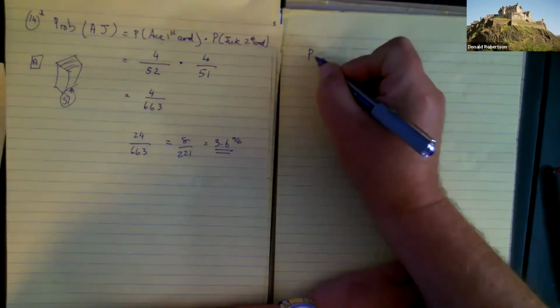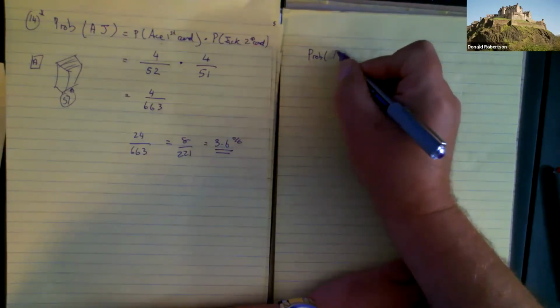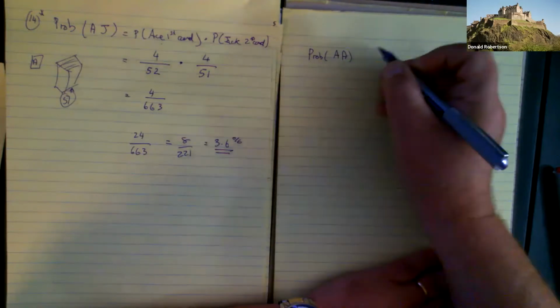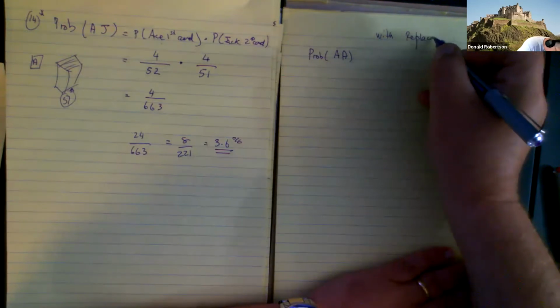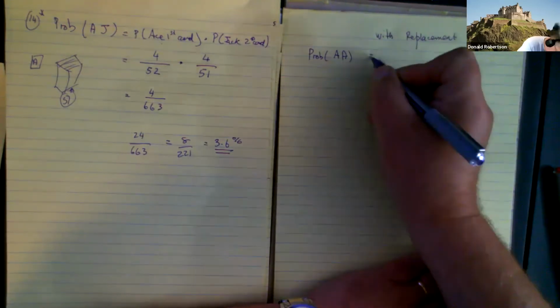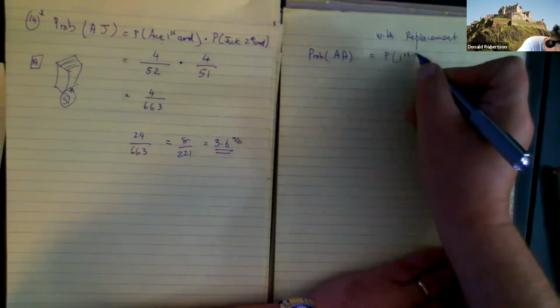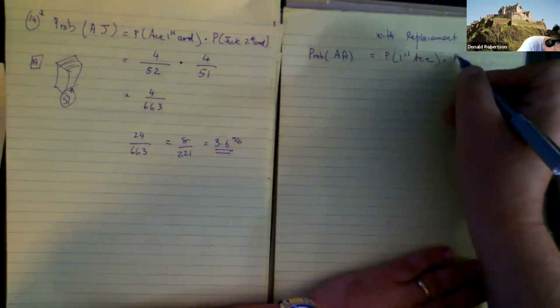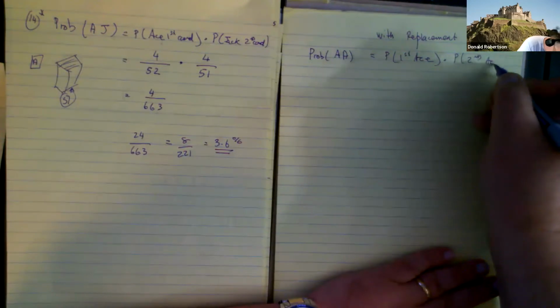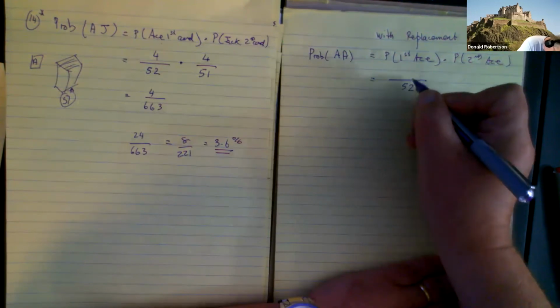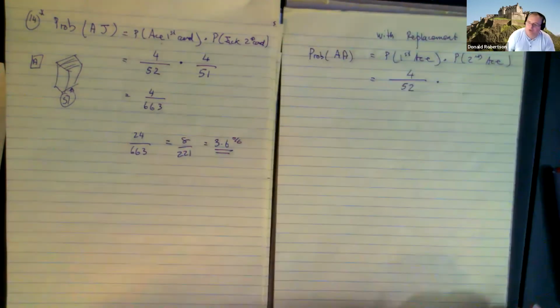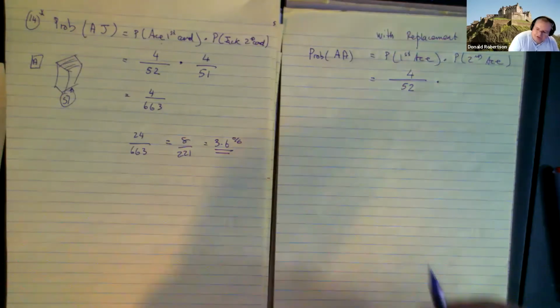Let's do a card one with replacement. Suppose I asked you to find the probability that you get an ace and then another ace, but the difference here is with replacement. So it's going to be the probability that the first card is an ace times the probability that the second card is an ace. Right, there are 52 cards in a deck, 4 of them are aces. No difference there. Here's the difference.